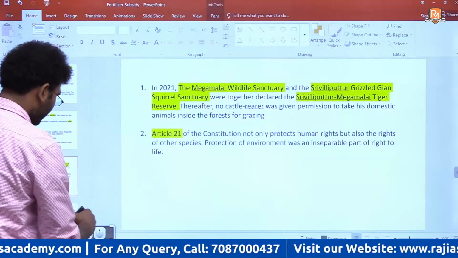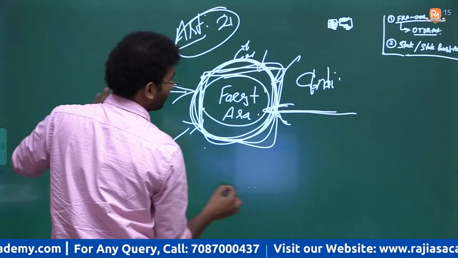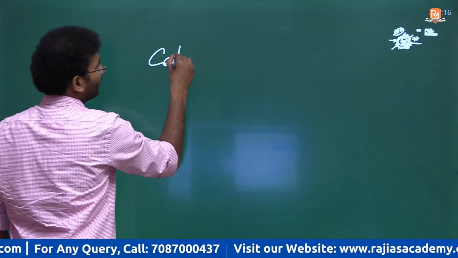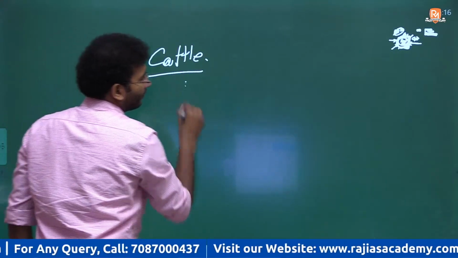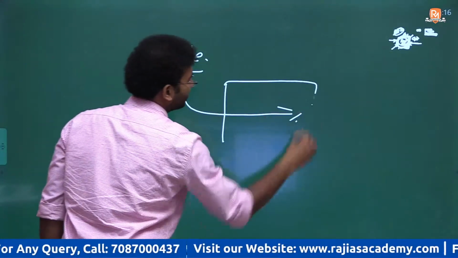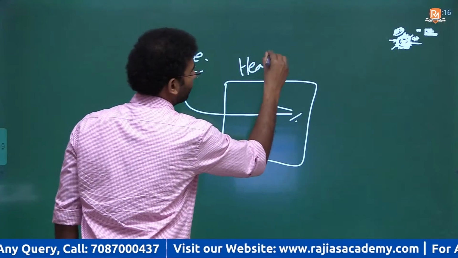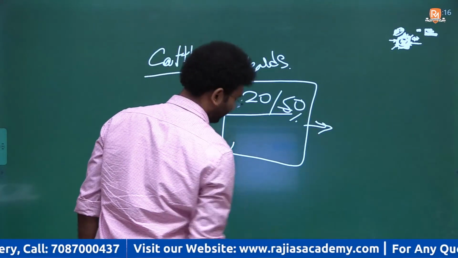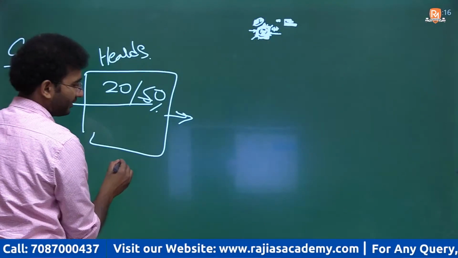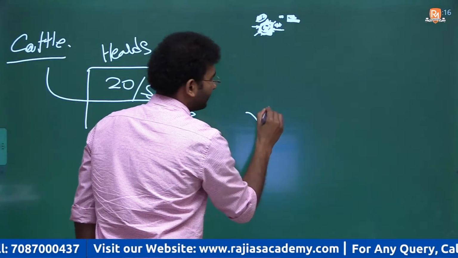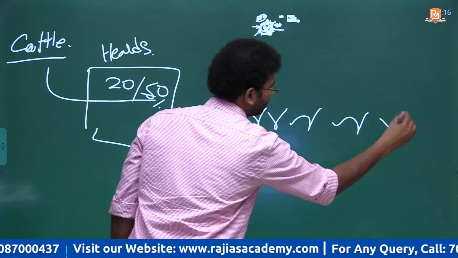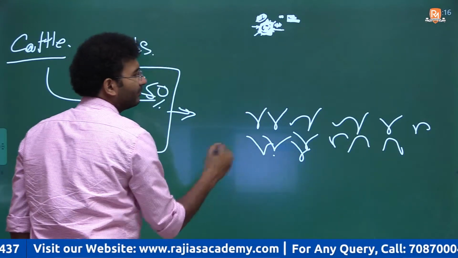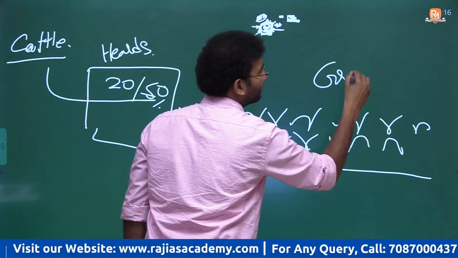Firstly, when you take the cattle, they go in herds, right? There are around 20 to 50 cattle, they will get into the forest area. When they enter into the forest area, what happens is that these are grasses, and mostly the cattle will be reared in the grassland.